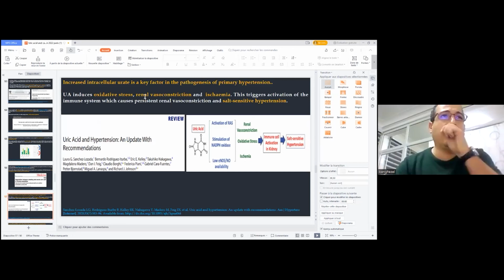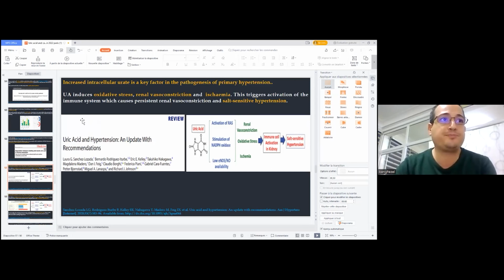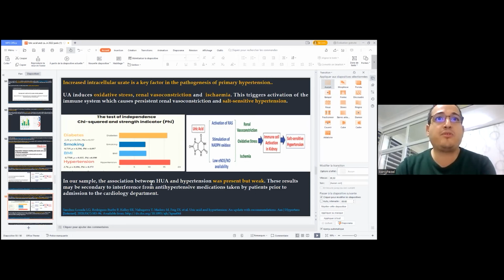Increased intracellular urate is a key factor in the pathogenesis of primary hypertension. Uric acid induces oxidative stress, renal vasoconstriction, and ischemia. This triggers activation of the immune system, which causes persistent renal vasoconstriction and salt-sensitive hypertension. In our sample, the association between hyperuricemia and hypertension was present but weak. This result may be secondary to interference from antihypertensive medication taken by patients.